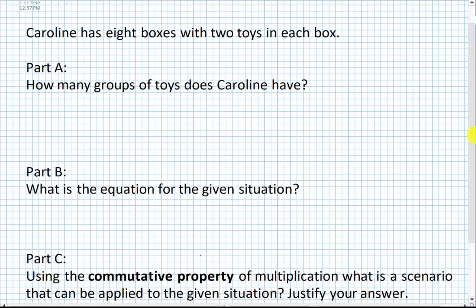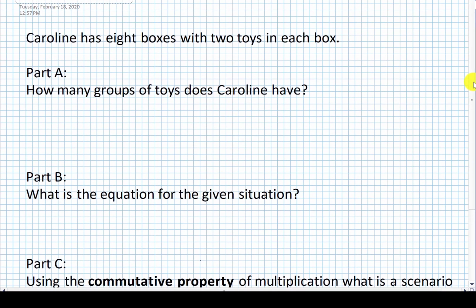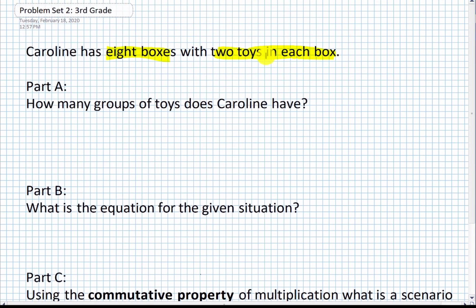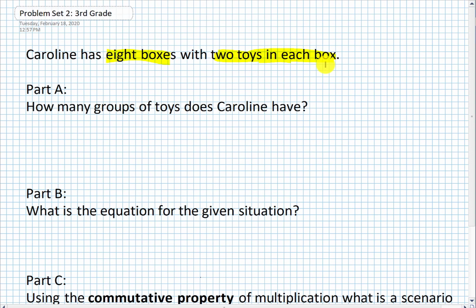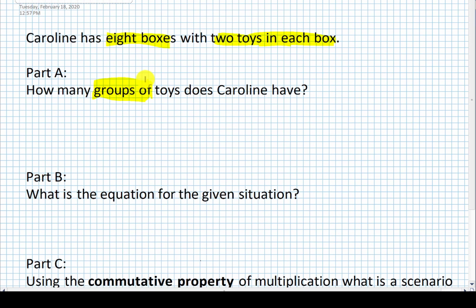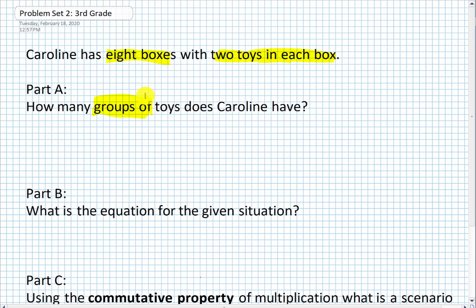So I'll read each part again, and we'll see, can we make sense of what's on the page? Caroline has 8 boxes with 2 toys in each box. So the fact that she has 8 boxes and there are 2 toys in each box seems important. Part A asks us, how many groups of toys does Caroline have? Whenever I see the words groups and of next to each other, it doesn't always mean that it's true, but it usually suggests that multiplication is involved.